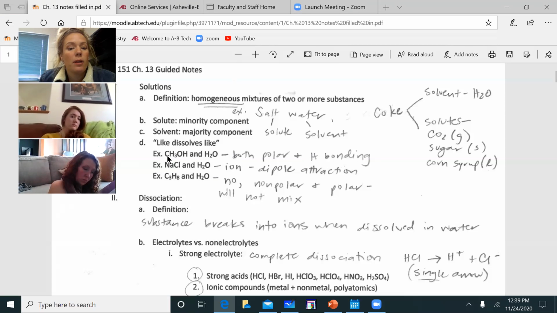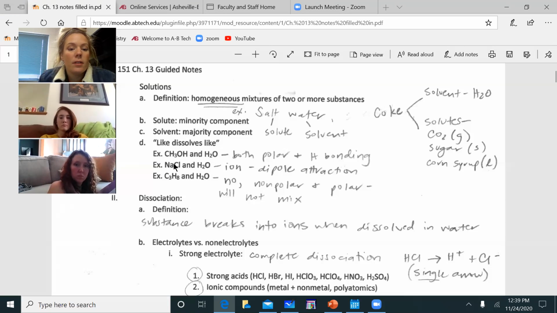So this molecule right here, methanol, is carbon with 3 hydrogens and then 1 OH group popped off of it. This is what gives it that polar quality. So these two would definitely dissolve in each other. They're both polar and they have hydrogen bonding. Here we've got NaCl and H2O.